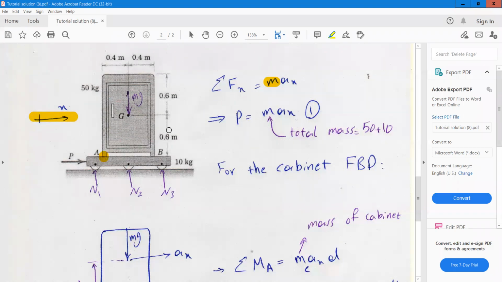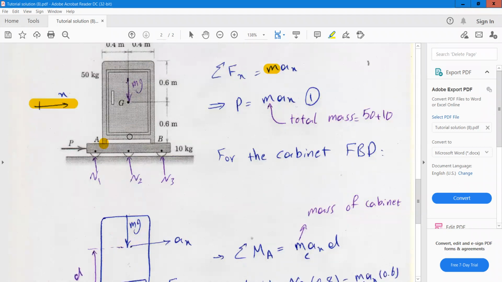But now we can plot the free body diagram for this cabinet and assume that this cabinet is on the verge of tipping about point A.